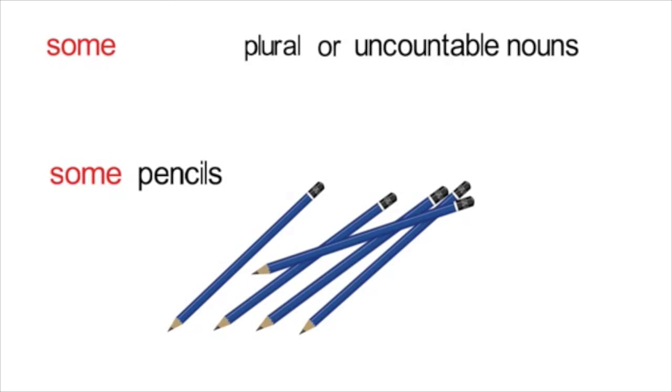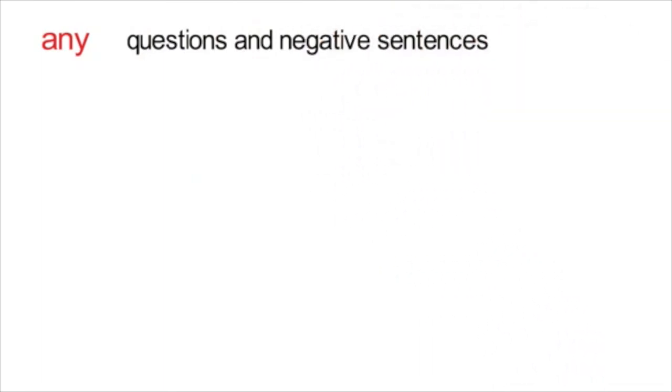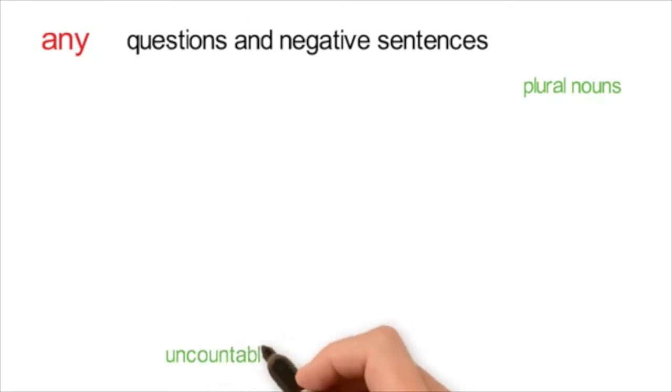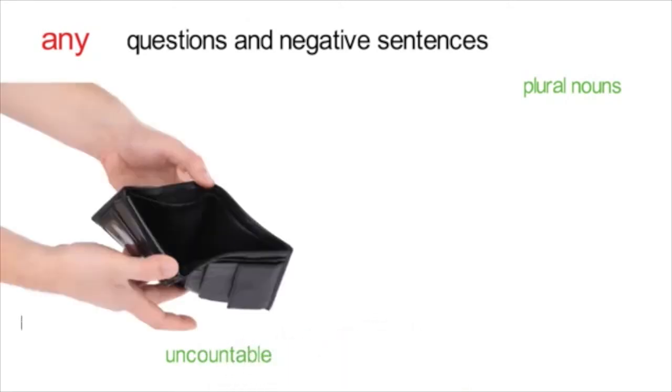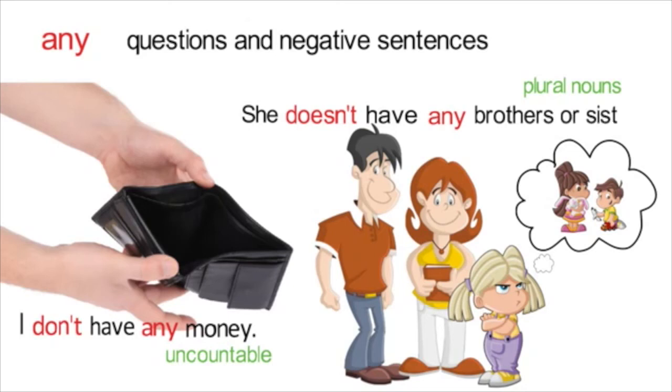You can use any with questions or negative sentences when using plural or uncountable nouns. So, an example of a negative sentence might be, I don't have any money, or she doesn't have any brothers or sisters. Money is an uncountable noun, but brothers and sisters are plural countable nouns.